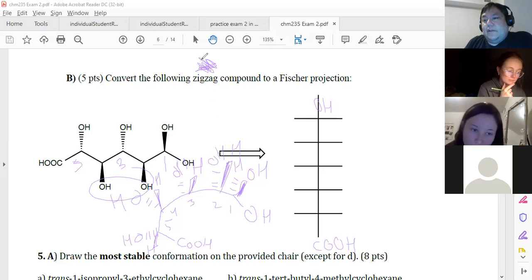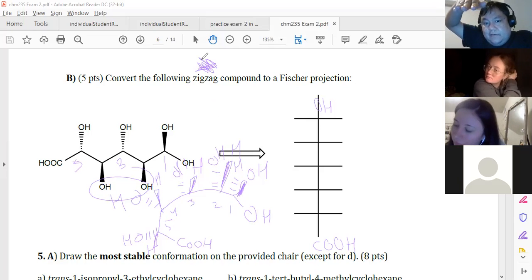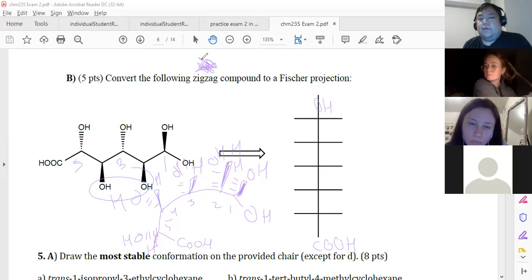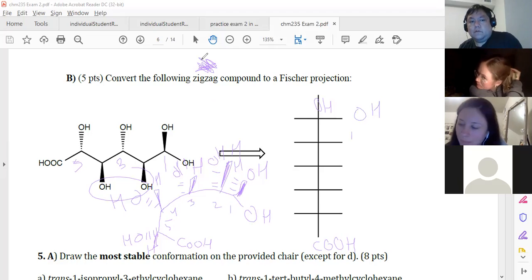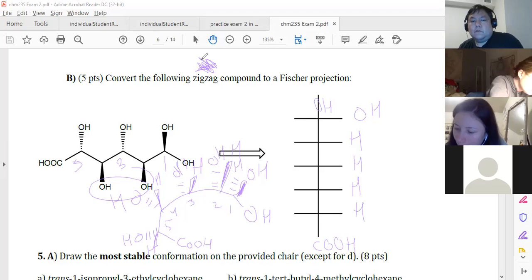Does that make sense for how you do that? So now if I'm looking at it like this, it's top down. So all your wedges will go to the right. All your dashes will go to the left. Does that make sense?